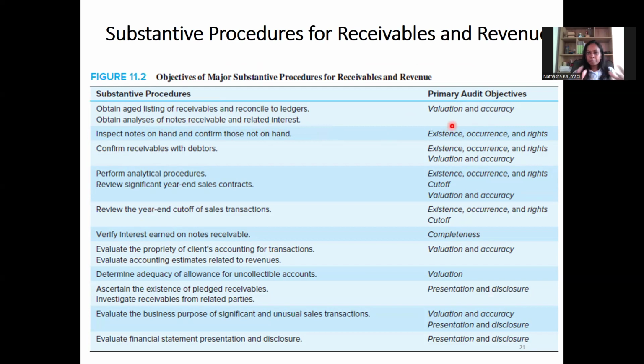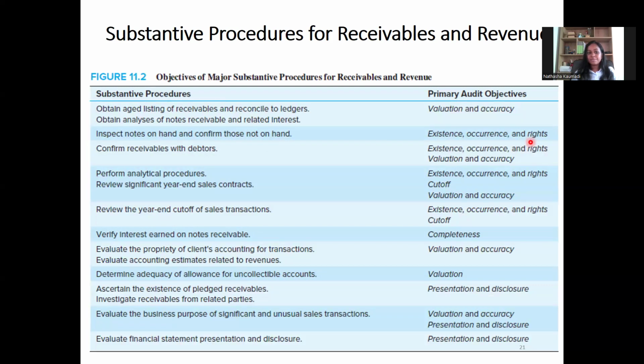So you are recomputing again. You are rechecking the balances, valuation. Inspect notes on hand and confirm those not on hand. Existence. Confirm receivables with debtors. That means you are calling confirmations from the debtors. What are you going to cover? Existence. If the debtor has confirmed the balance, that means there actually is a debtor balance as at this date. Existence is covered. So existence, maybe occurrence because it is sales, and rights. Yes, the company has a right to collect.